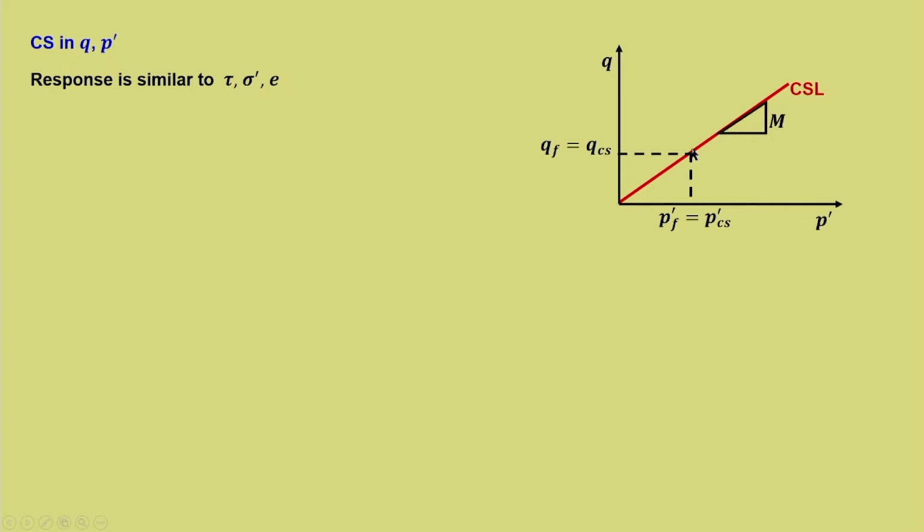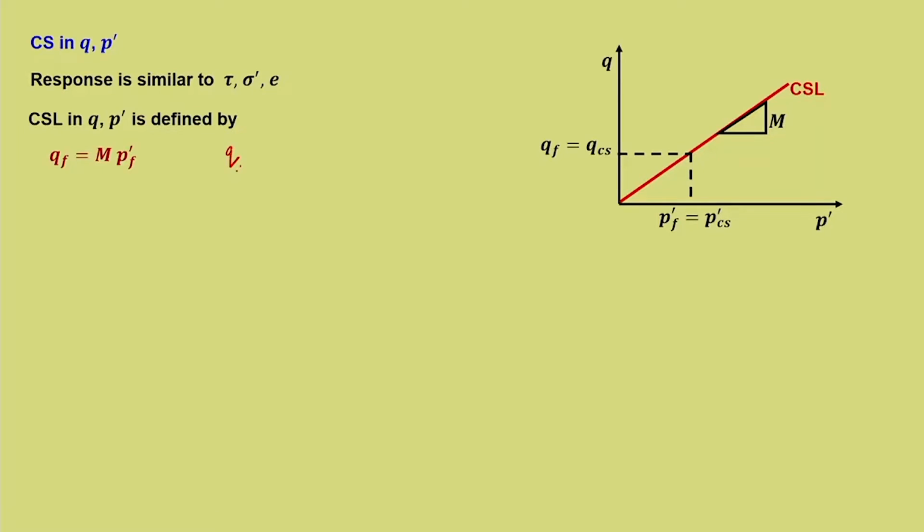Now, the slope of the critical state line is given by capital M. So, the critical state line in q-p dash is defined by qf equal to M into p dash f. This is a very important expression which you need to keep in mind. So, the critical state in q-p dash-V space is defined as qf equal to M into p dash f. It is also good to write qcs equal to M into p dash Cs. Both are valid.